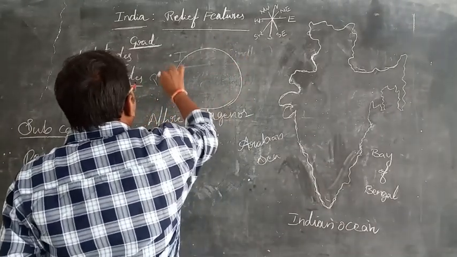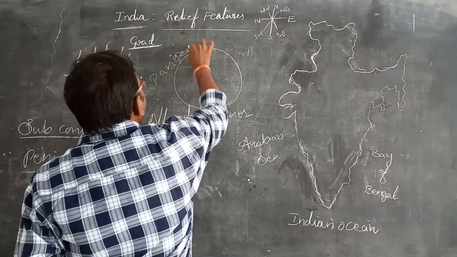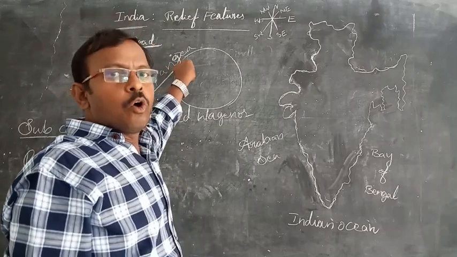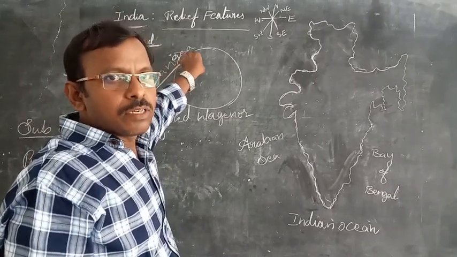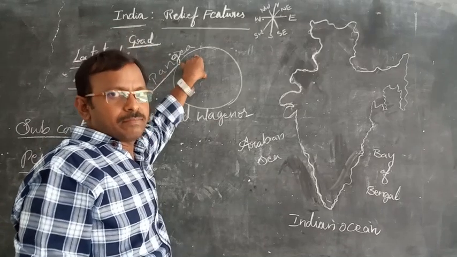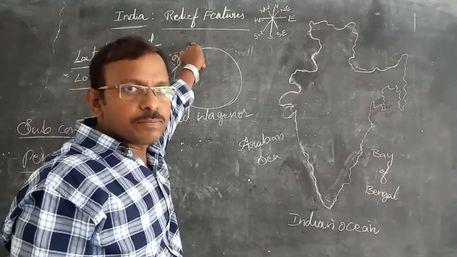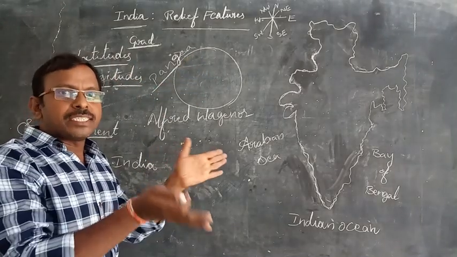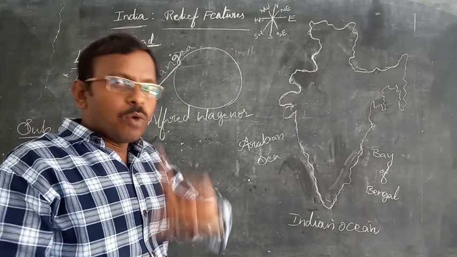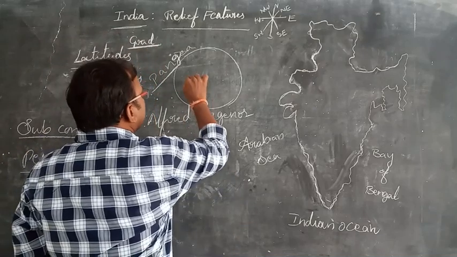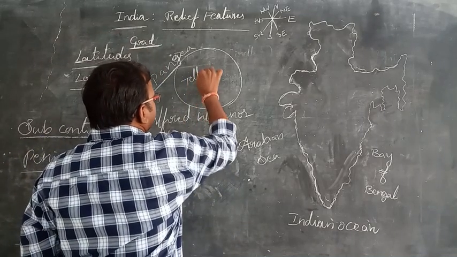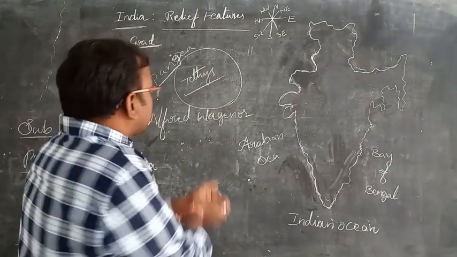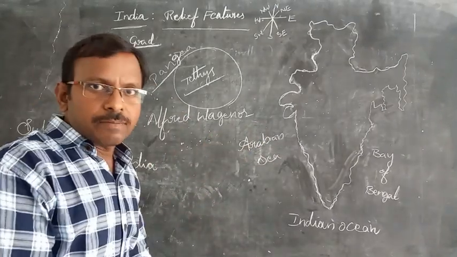That is called Pangaea. Pangaea means whole land. It is a Greek word. So this whole land was divided by one sea. What is that? Tethys Sea. And the Tethys Sea divided the land into two parts.